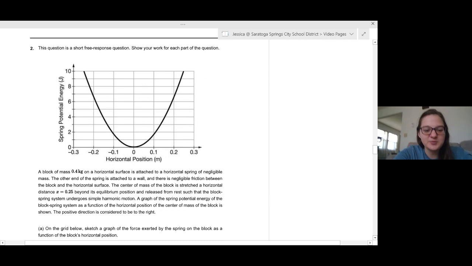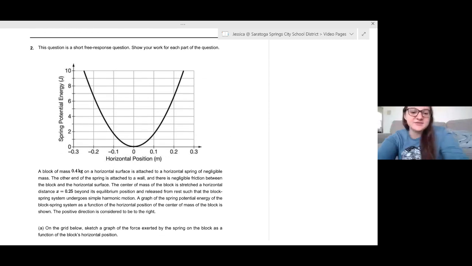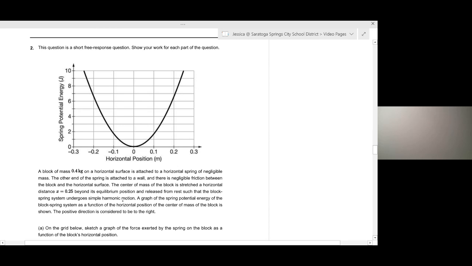So we have a block of mass M on a horizontal surface attached to a horizontal spring of negligible mass. The other end of the spring is attached to the wall. There's negligible friction. The center of mass of the block is stretched a horizontal distance of 0.25 beyond its equilibrium and released, so it undergoes simple harmonic motion. A graph of the spring potential energy of the block-spring system as a function of horizontal position is shown. Remember, spring potential energy is 1/2 kx squared, and this horizontal position is x, which is why we see this nice parabolic shape.